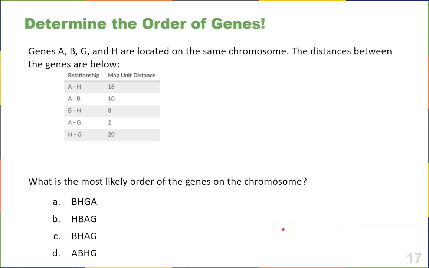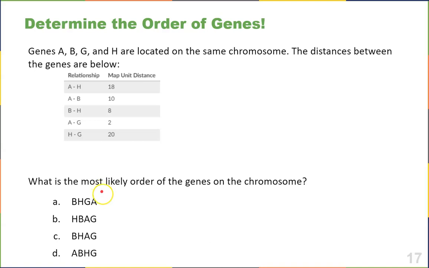So let's do a practice. We have genes A, B, G, and H on one chromosome, and these are the distances right here. So what is the likely order of the genes on the chromosome? If we're looking, this 2 probably jumps out at you. Those are going to be located really close together. So A and G are going to be next to each other.